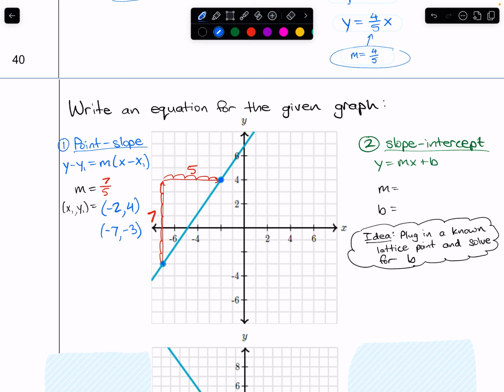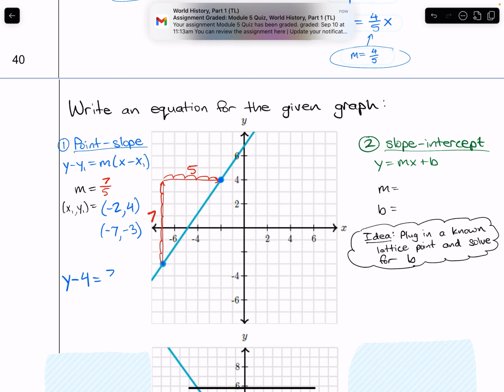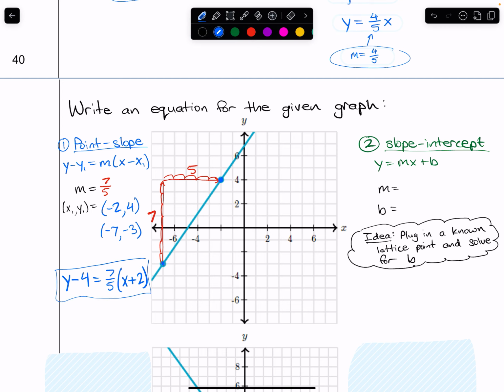So we'll have our point slope form, which says y minus y1. I'm going to use the first point here. The y coordinate of that first point was 4. That should equal our slope, 7/5, times x minus x1, which was -2, so that'll be x plus 2 in our equation. This equation represents the line that we were given.